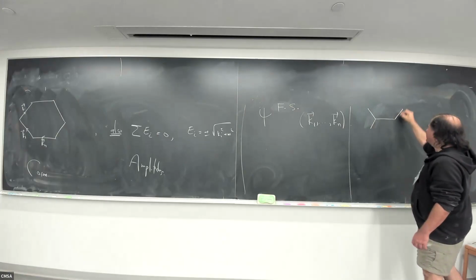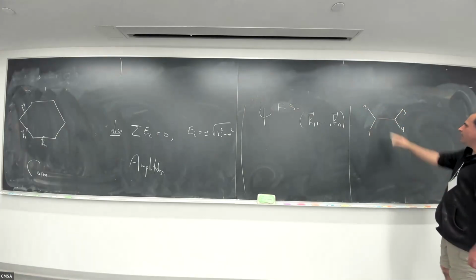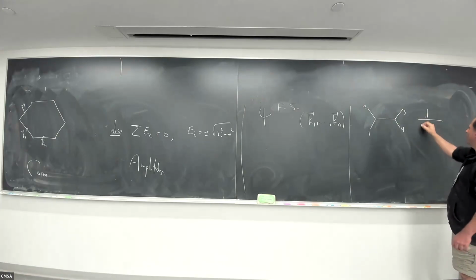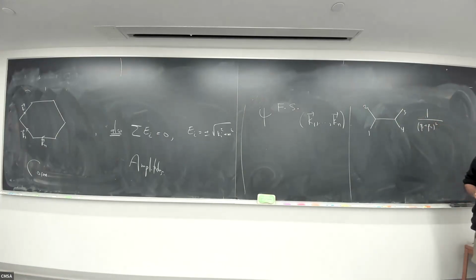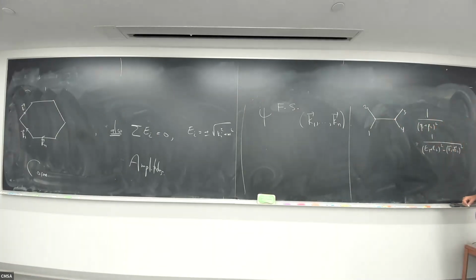Remember that if we had an amplitude, we have this. Then here, I was supposed to just write down 1 over P1 plus P2 squared. Right? That's the propagator. And this is 1 over E1 plus E2 squared minus K1 plus K2 squared. Okay, so that was the rule. I'm ignoring the coupling constants here. Okay, so one diagram, one term.